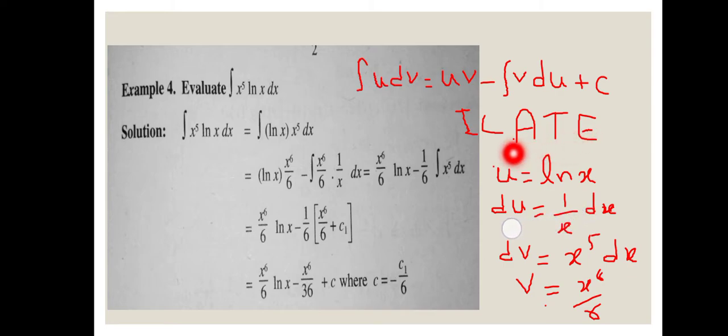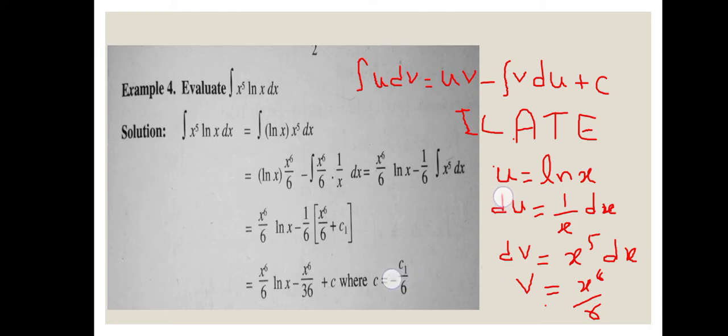This should be the order of the first and second functions while using the formula of integration by parts. Now here we have the two functions x raised to the power 5 and ln of x. X raised to the power 5 is algebraic and ln of x is logarithmic. According to this technique, we will take u is equal to ln of x and dv is equal to x raised to the power 5 dx.